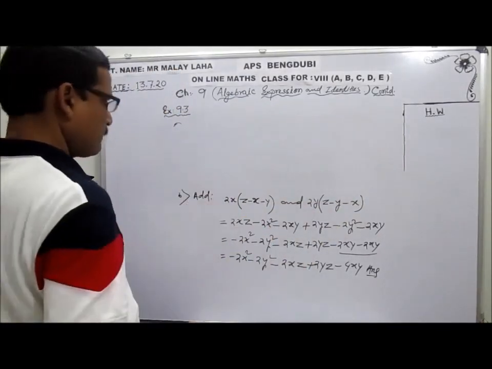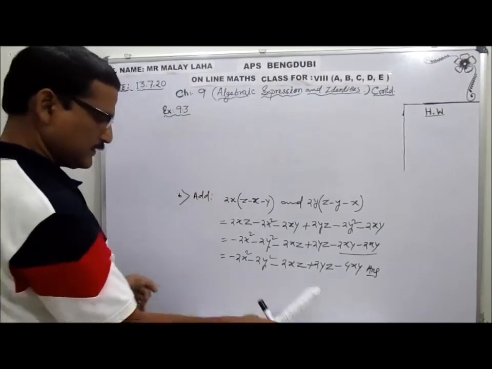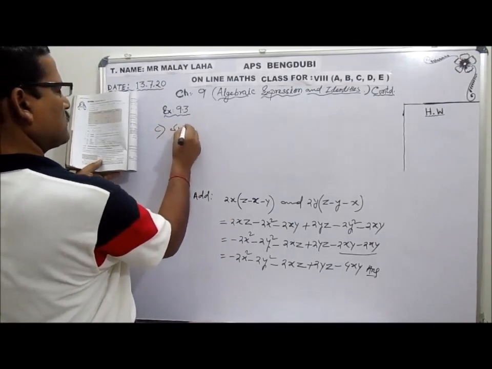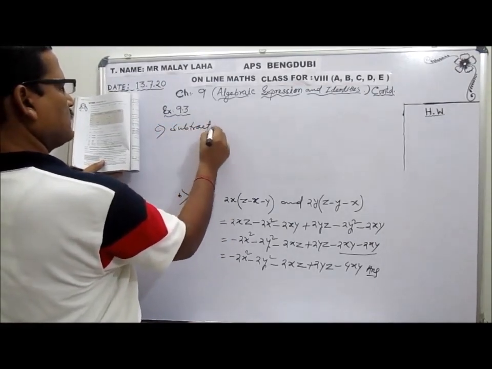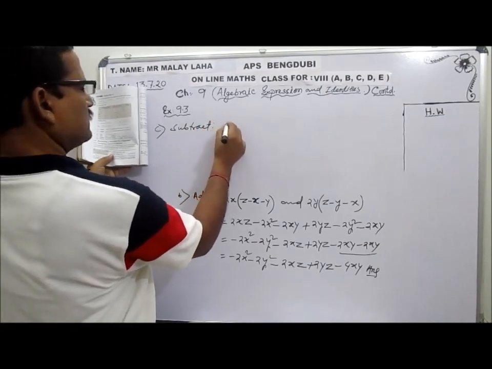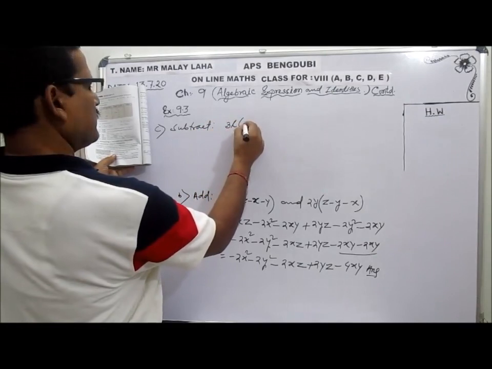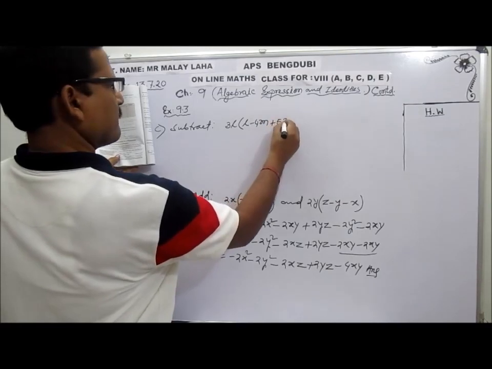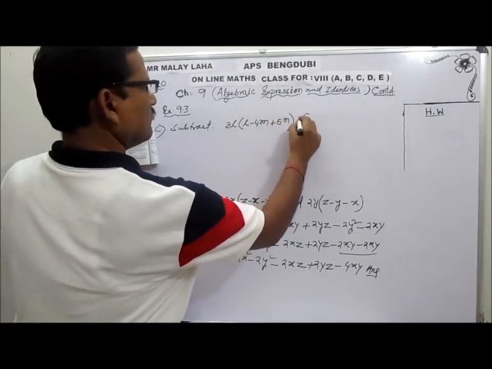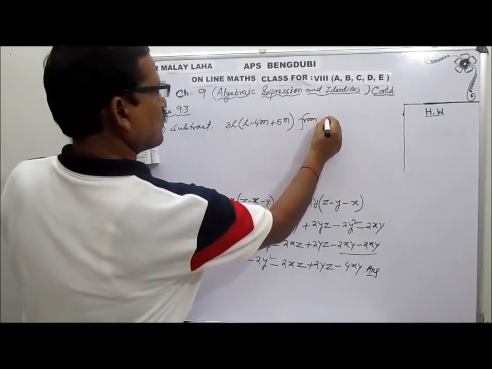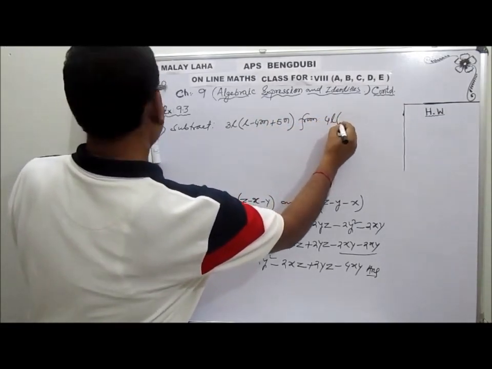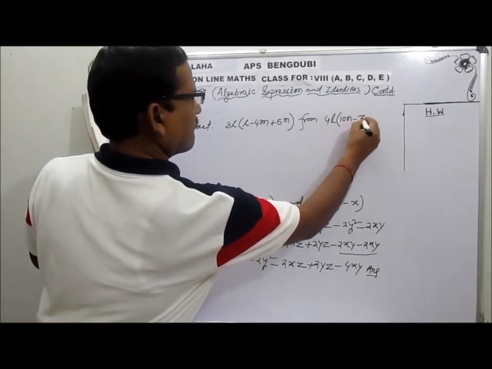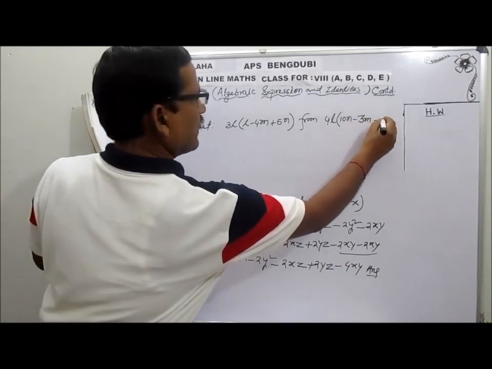Question number C. Subtract 3l² minus lm minus 4m plus 5n... I mean, subtract 3l² minus 4lm plus 5ln from 4l² plus 10ln minus 3lm plus 12.